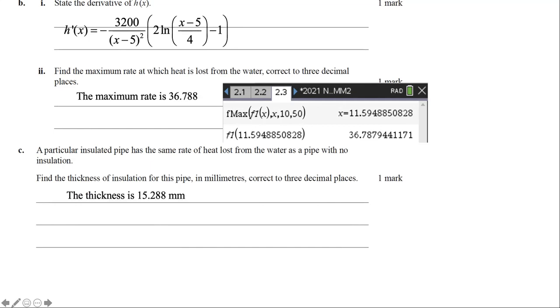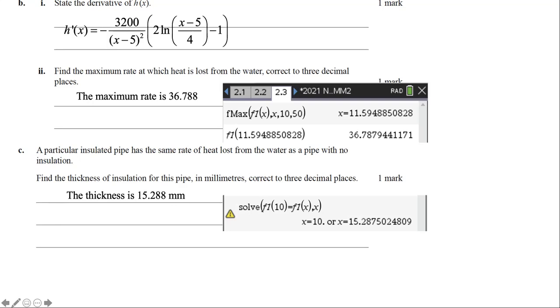A particular insulated pipe has the same rate of heat loss from the water as a pipe with no insulation. So we simply equate h of 10 to h of x and solve for another possible value of x, which must be greater than 10, okay?